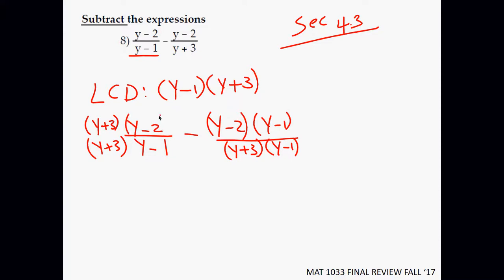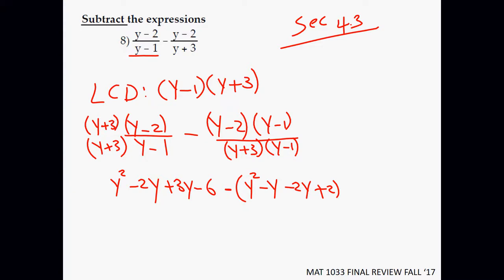Now we have to use the FOIL method. Y times y will be y squared. Y times negative 2 will be negative 2y. 3 times y will be positive 3y. 3 times negative 2 will be minus 6. Now be careful with this negative. It is not going to everything inside, so I'm going to have parentheses here. Y times y will be y squared. Y times negative 1 will be negative y. Negative 2 times y will be negative 2y plus 2. Over my denominator, which is y plus 3 times y minus 1.